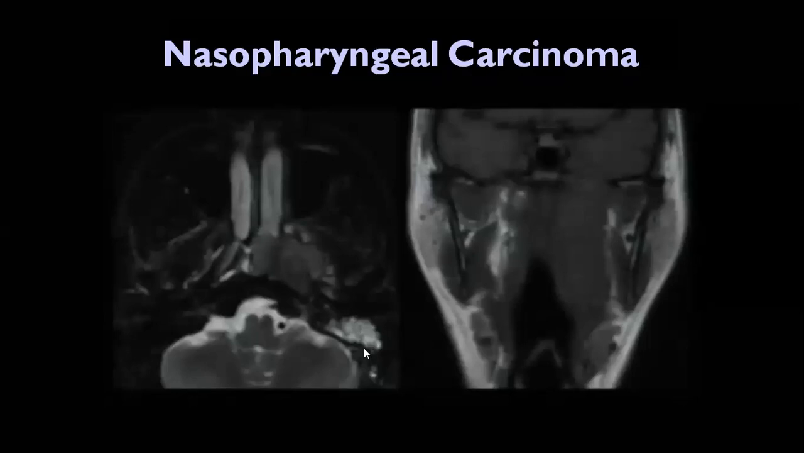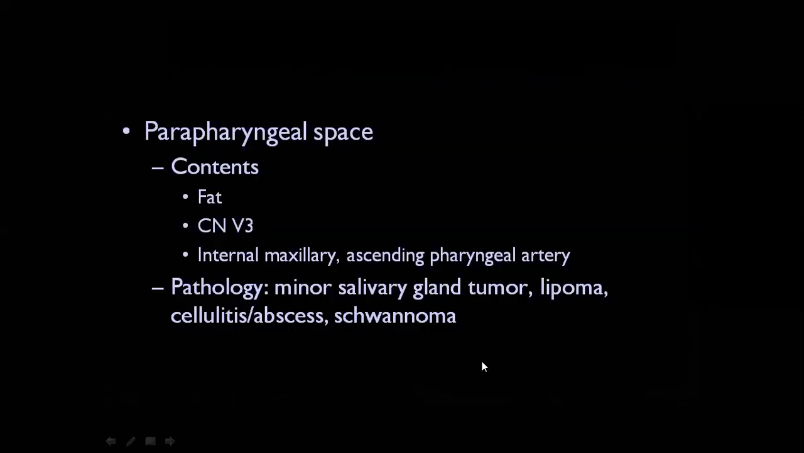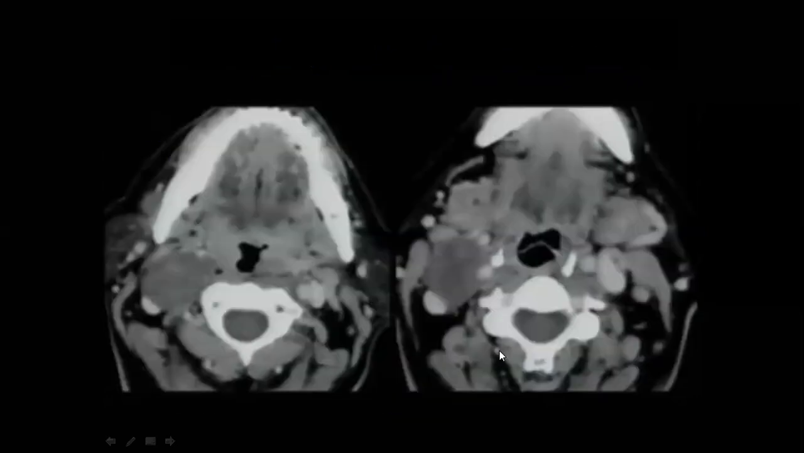Sometimes it can come to you in the exam with this appearance with mastoiditis, and it's very small, but you can see this small tumor after you check the mastoiditis. Okay, so the pharyngeal space can have these nasopharyngeal tumors.